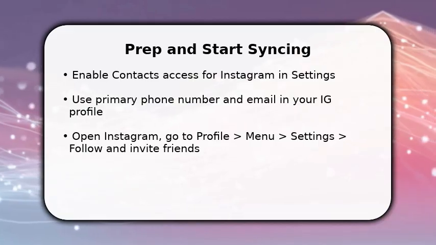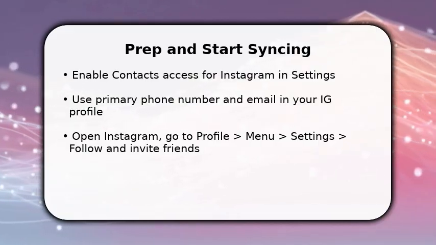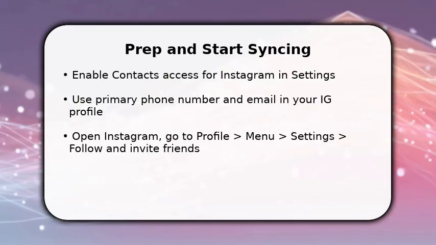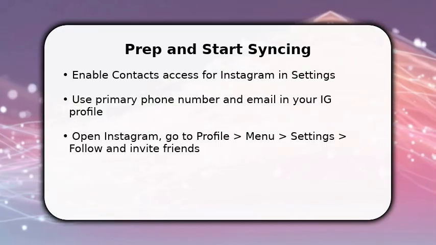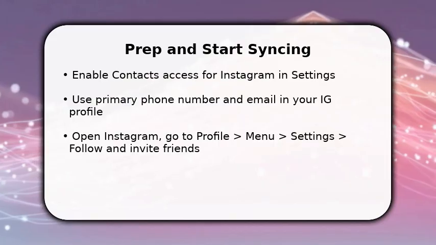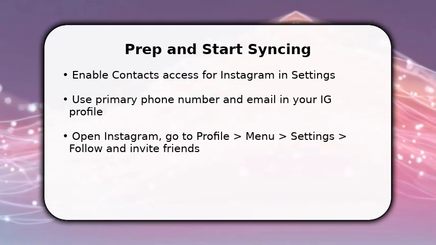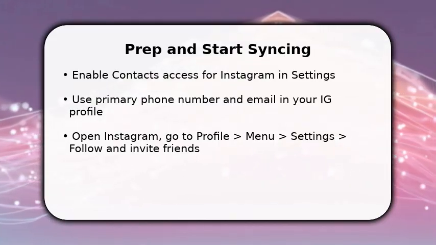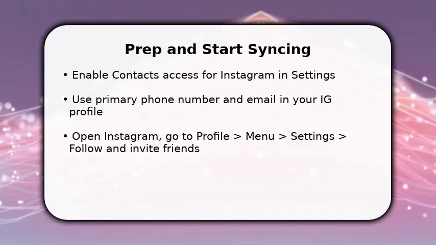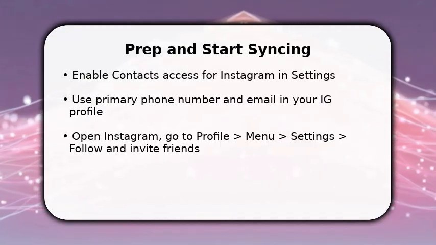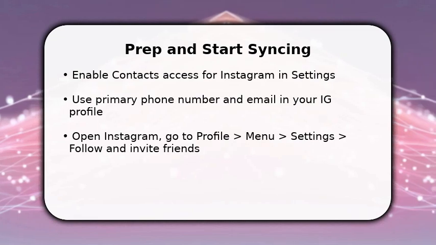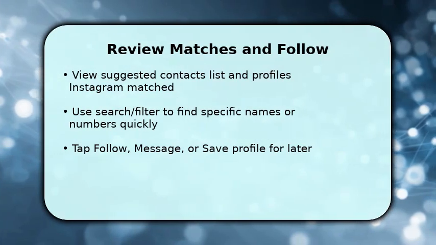Next, navigate to menu settings, follow and invite friends and choose Connect Contacts. This asks Instagram to scan numbers and match them to accounts. You're doing this now to surface likely matches quickly, so make sure the correct phone account is active on your device. Once Instagram has matched contacts, you'll see suggestions populated by name and profile photo.